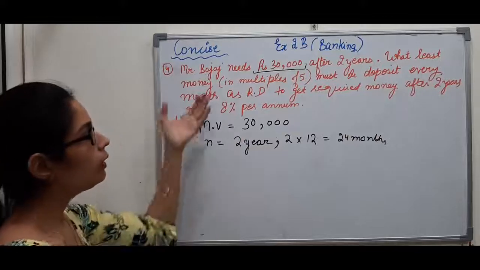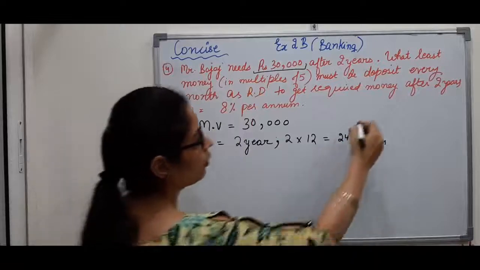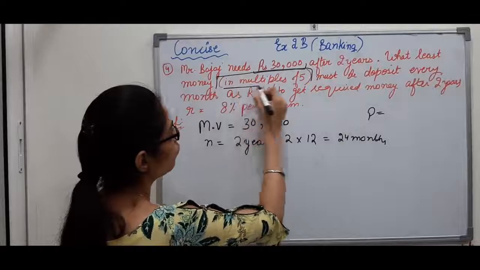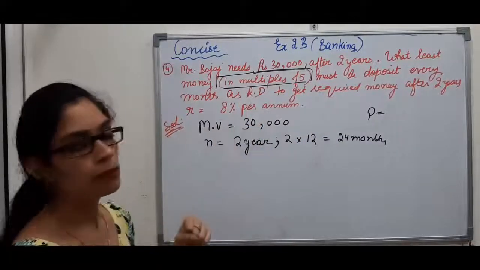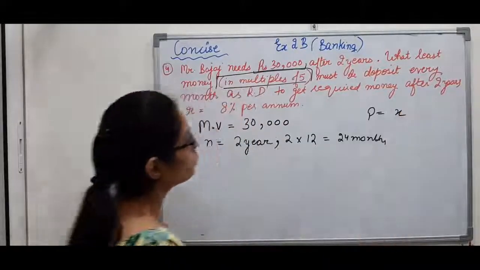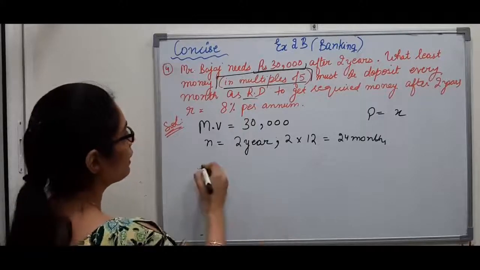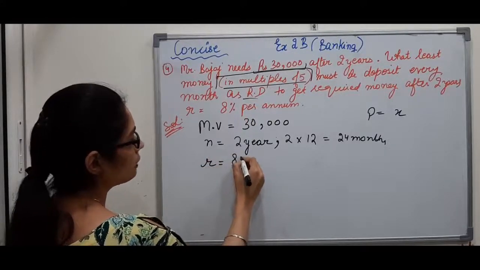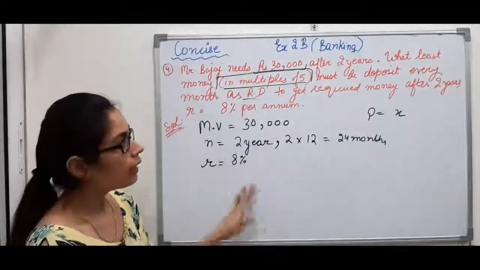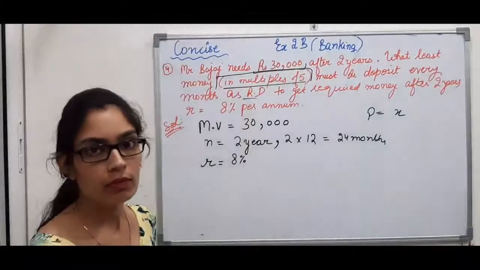Now they have asked what least money in multiples of 5. Multiples of 5 we will consider at the end. First of all, they are asking what will be the least amount, or what is the monthly installment that person will pay every month, so that he will get this amount. As a recurring deposit account, he will pay at the interest rate of 8%. The language of the question, they have just made it complicated. You just have to focus on the information which they have given you.